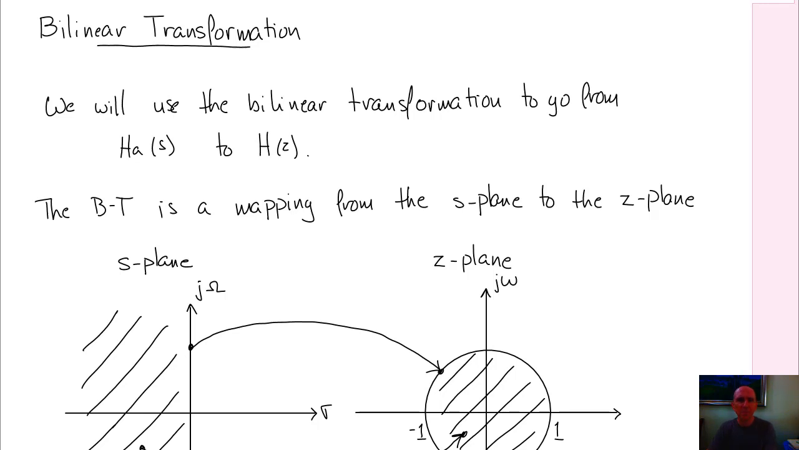Good morning. Today we're going to be talking about the bilinear transformation. In the last video, we talked about how to design analog filters. And I had said that when we want to design a digital filter, we're going to design an analog filter and then change it over to make it a digital filter. That transformation from an analog filter to a digital filter is what we're going to talk about today, and that's what we call the bilinear transformation.